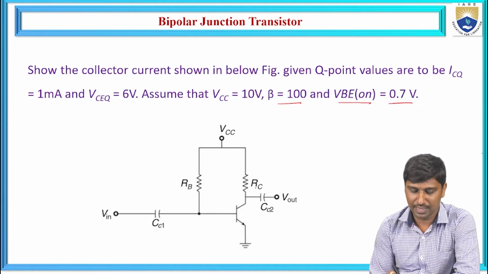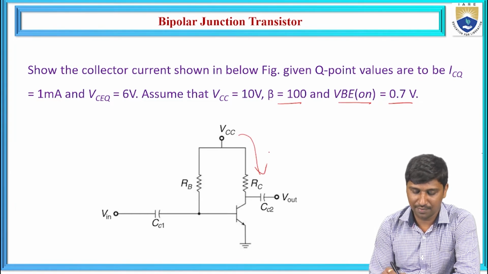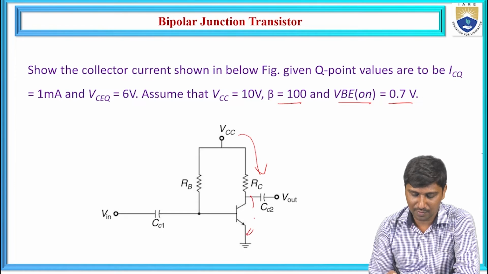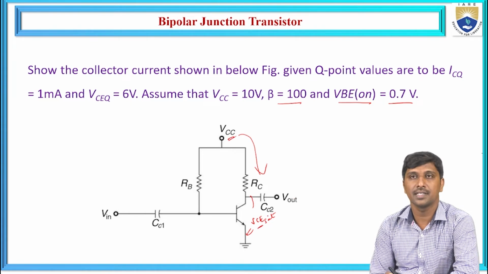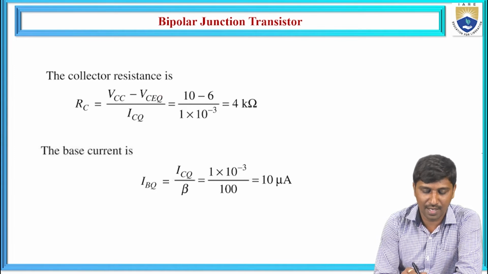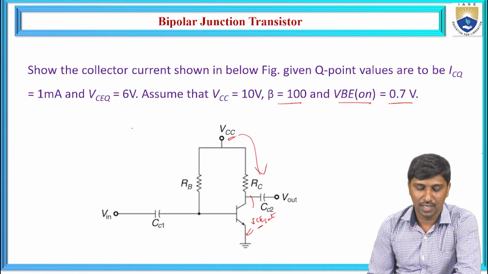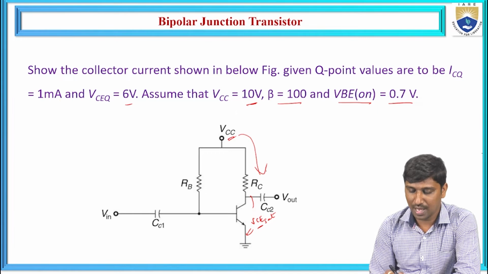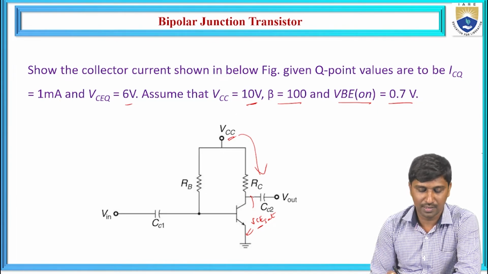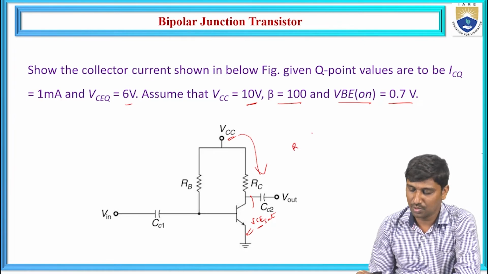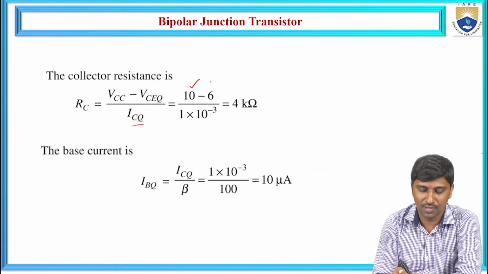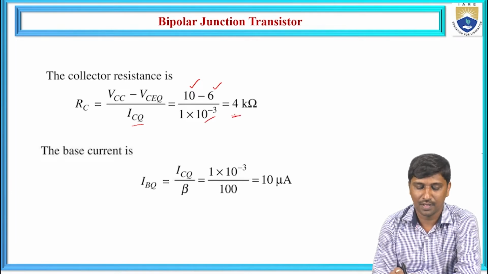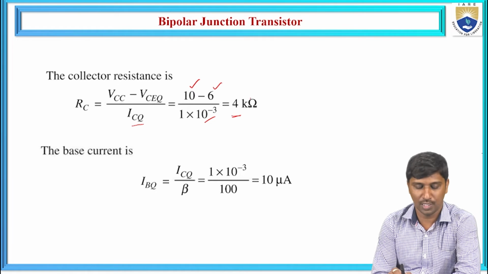For this case, first I'm going to calculate RC. We need to apply KVL at the output side, and the potential difference between these two points, that is represented as VCE. So one voltage source is VCC, and the potential across RC is represented as VCC minus VCQ divided by ICQ. We know that VCC is 10 volts, VCQ is 6 volts, and the ICQ is given as 1 milliampere. Substituting, we get RC, the collector resistance, as 4 kilo ohms.